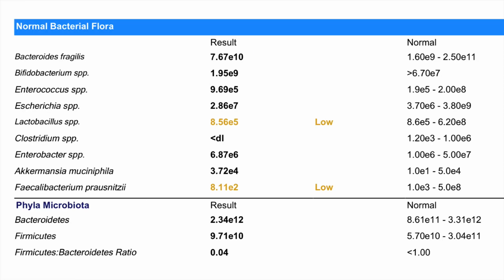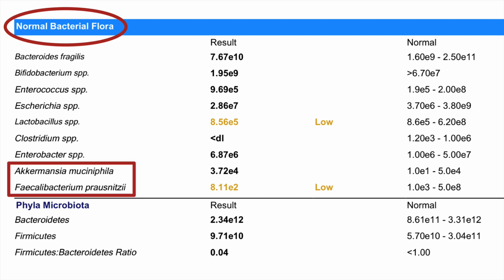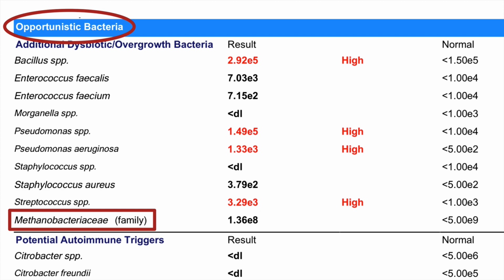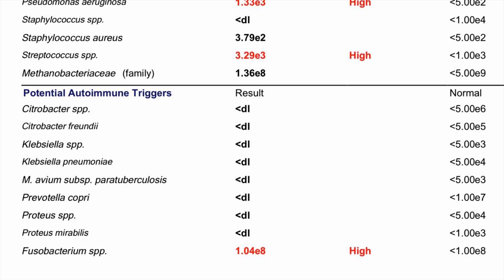So let's go ahead and look at the new version itself in terms of the GI map report. The 4 new markers are located in 2 sections of GI map. The first 2 are located in the normal bacterial flora section, and they are Akkermansia muciniphila and Fusobacterium prausnitzii. The other 2 markers have been added to the opportunistic bacteria section. The first of those is the Methanobacteriaceae family, which is listed in the additional dysbiotic and overgrowth bacteria subsection. The 4th marker, Fusobacterium, has been added to the potential autoimmune trigger section.